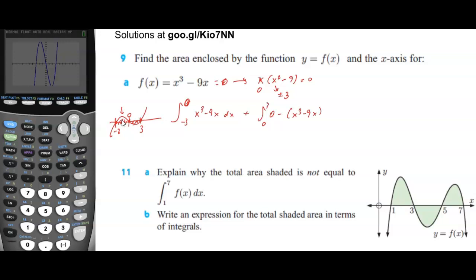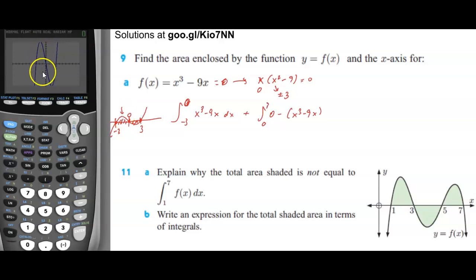But as we can see from the graph that we did here on the calculator, it's symmetric, right? So it's going to be the same thing here as here, so we could just double one of them. So let's do this one only. So x to the 4th over 4 minus 9x squared over 2, evaluated from -3 to 0. If we put 0 in here, we would just get 0. And then we would subtract. If we put -3 in there, we'll get 3 to the 4th, which is 81 fourths, minus 9, -3 squared is also 9, over 2.